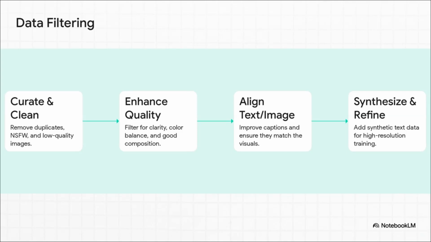First, they curated and cleaned all the raw data, getting rid of duplicates and junk. Then they enhanced for quality, filtering for clear, well-composed images. The next step was crucial, aligning the captions to make sure the words actually match the pictures. And only then, after all that, did they mix in their special synthetic text data and start refining the whole thing for high-res training. It was incredibly methodical.